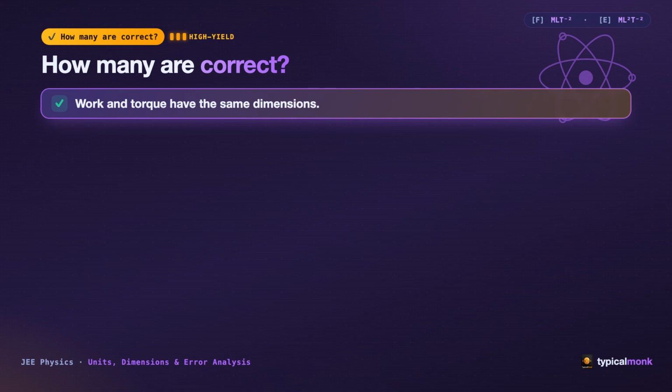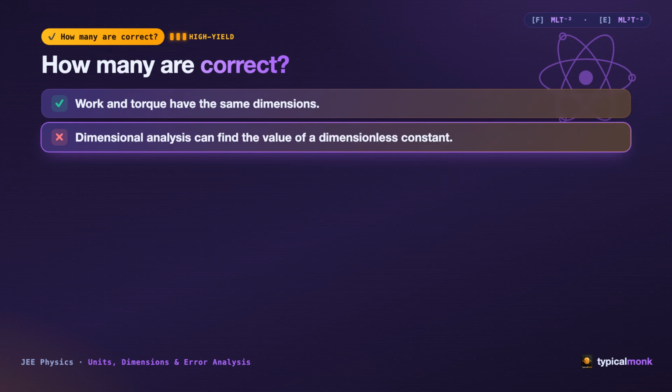I will read some statements. You silently count how many are correct. Statement 1. Work and torque have the same dimensions. Hold your verdict. Statement 2. Dimensional analysis can find the value of a dimensionless constant. Think of the pendulum before you answer.